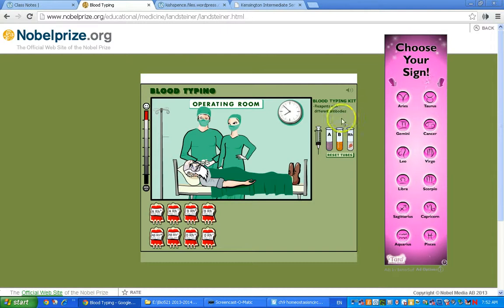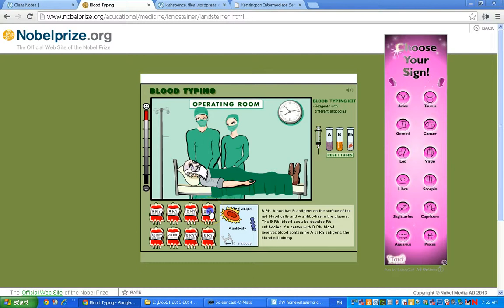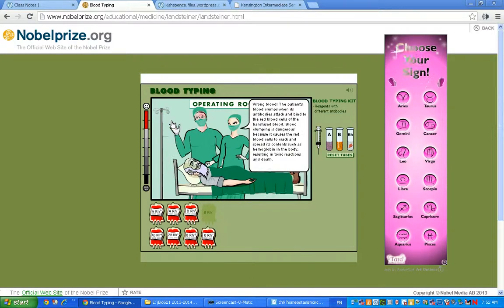Okay, so you'd say no clumping for A, no clumping for B, but it does clump for RH, which means that it doesn't have A factors, it doesn't have B factors, but it does have RH. So you should be able to tell what blood type they are and what you can give them for blood. Now I'm going to give them a wrong type of blood and see what's going to happen if I give them the wrong type of blood. Oh no! And it tells you what happens if you give them the wrong type of blood. Okay, so that should help you answer another question in there.